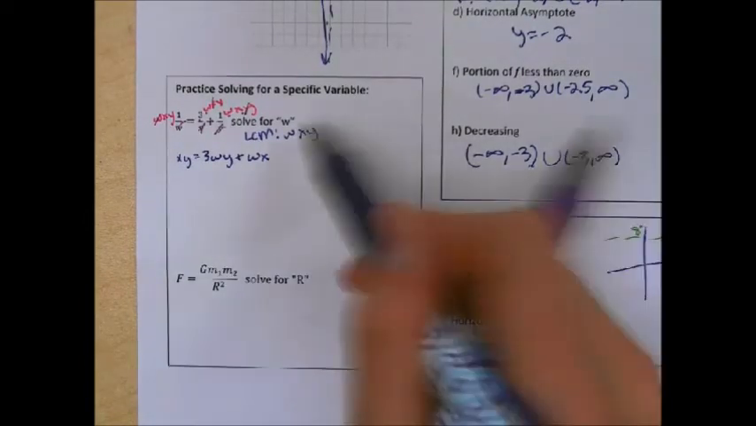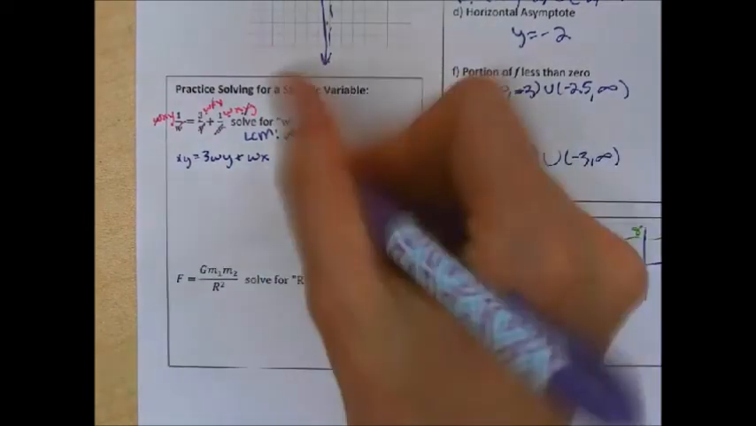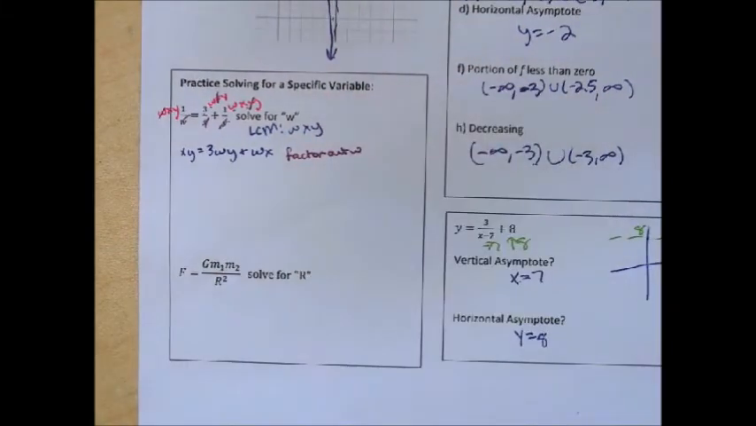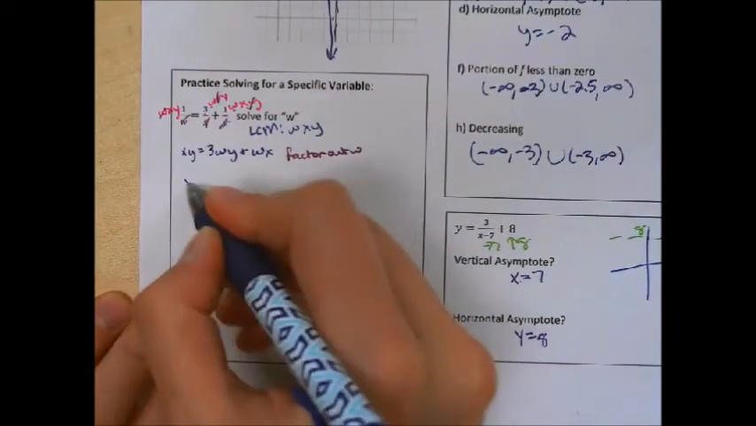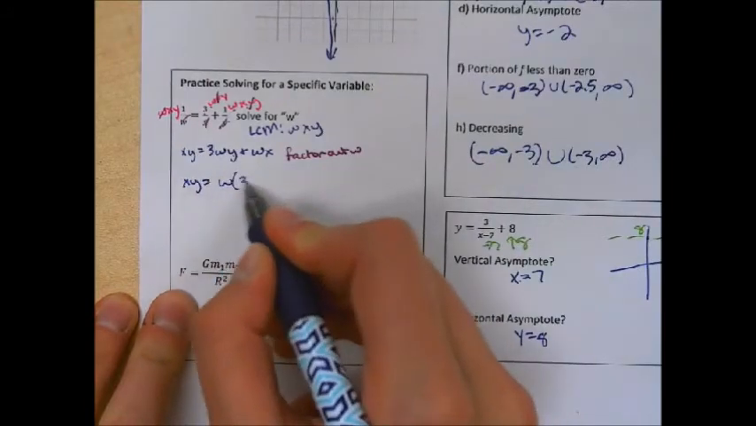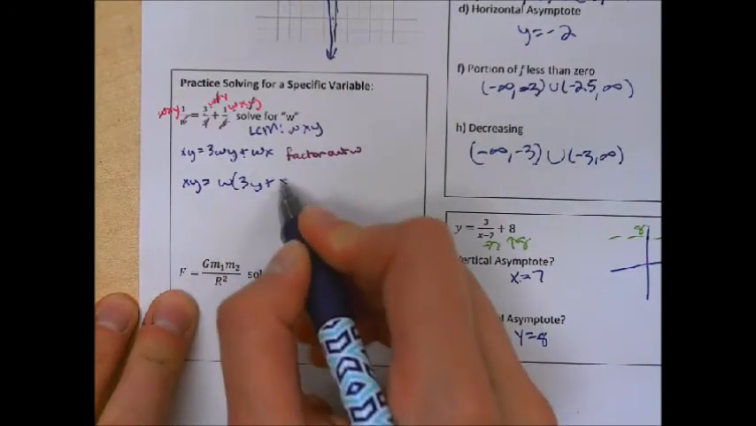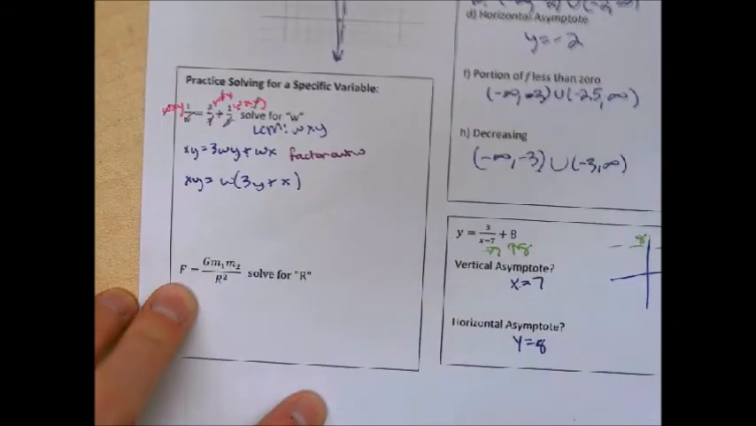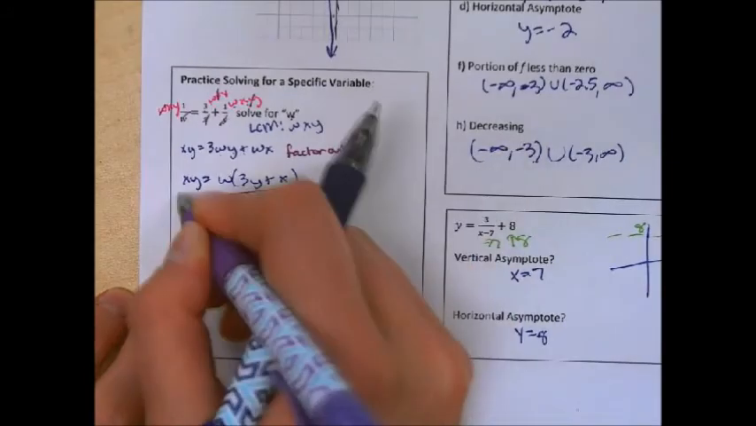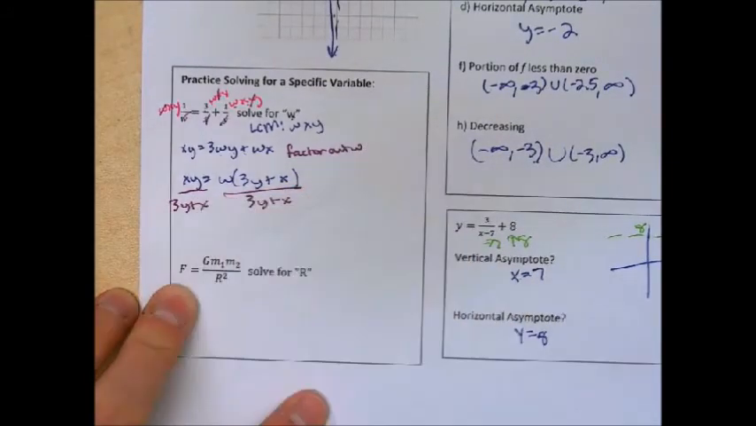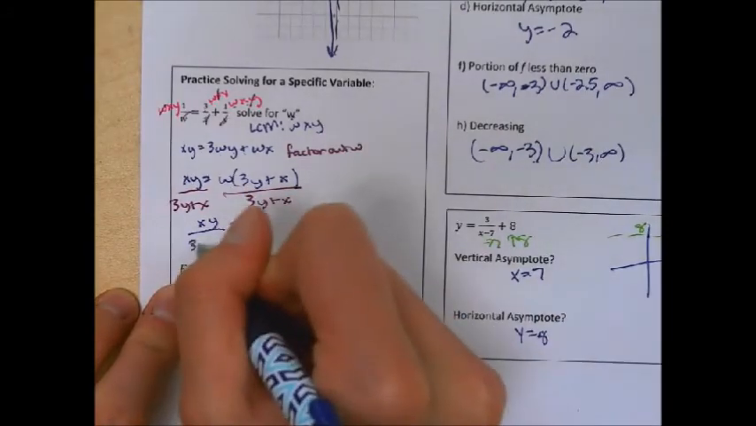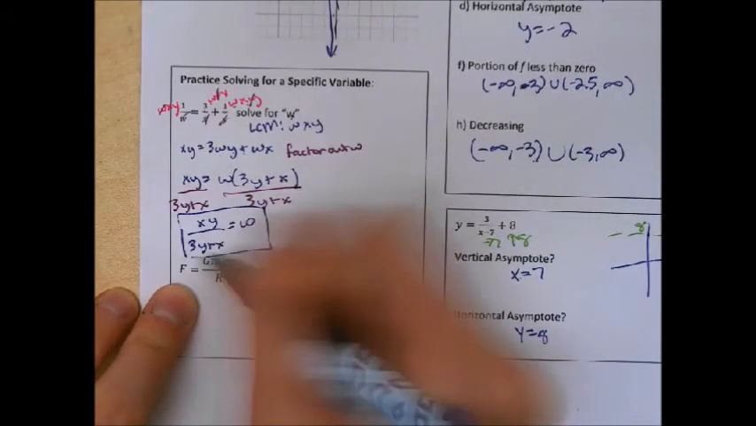Now I want to solve for W. Here I can factor out W. So I get XY equals, I have a GCF of W, and I'm left with 3Y plus X. And then to get W by itself, I'm going to divide by 3Y plus X. So W equals XY over 3Y plus X.